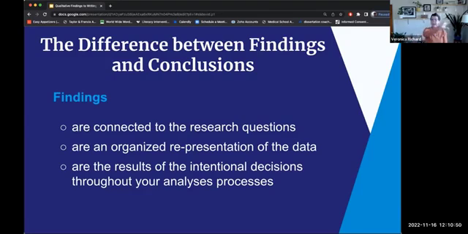We might provide the research question to organize the themes that are related to that particular question, but it's not necessarily an answer to the question. Okay. Our findings are an organized representation of the data. So they are organized in a specific logical way, and that logical way has very much our intentional decisions throughout our analysis, and what is most important to present first, or what's logical to present first.